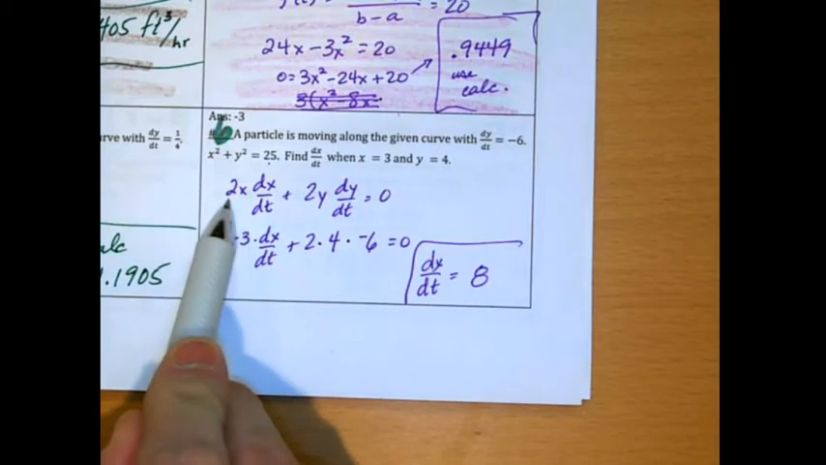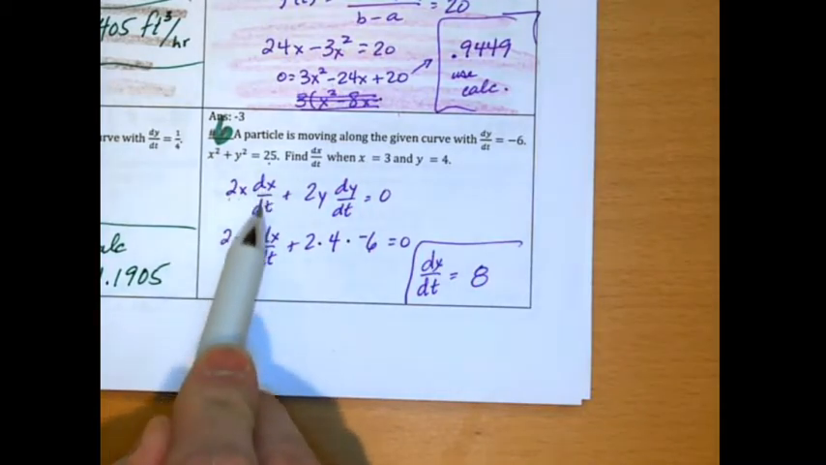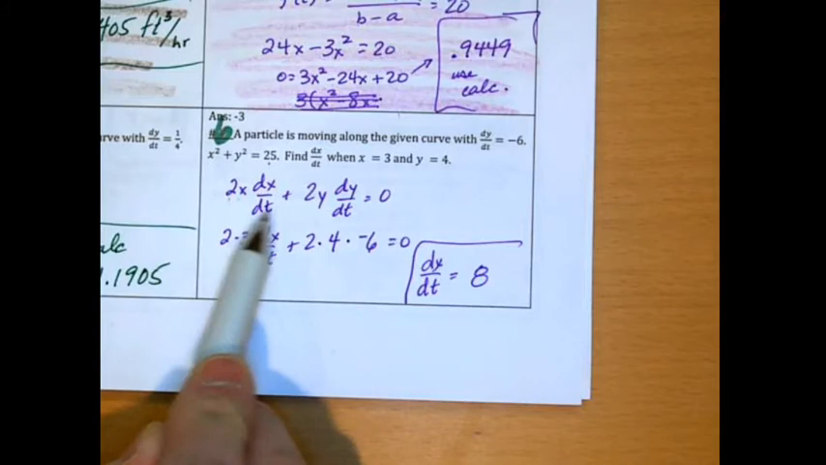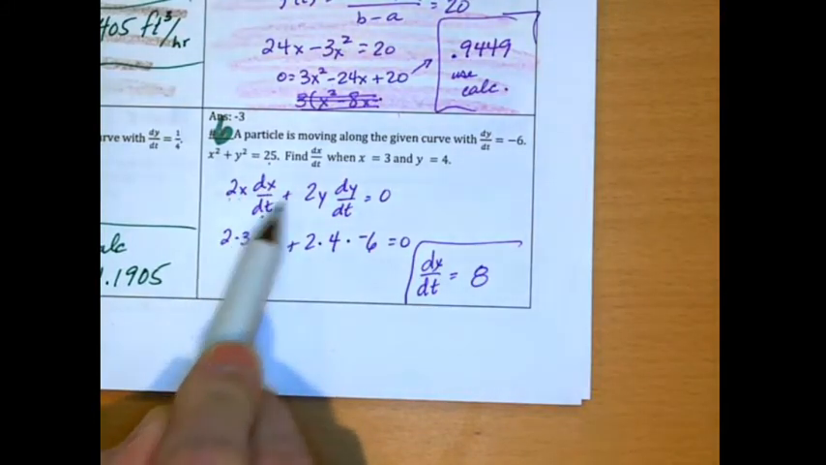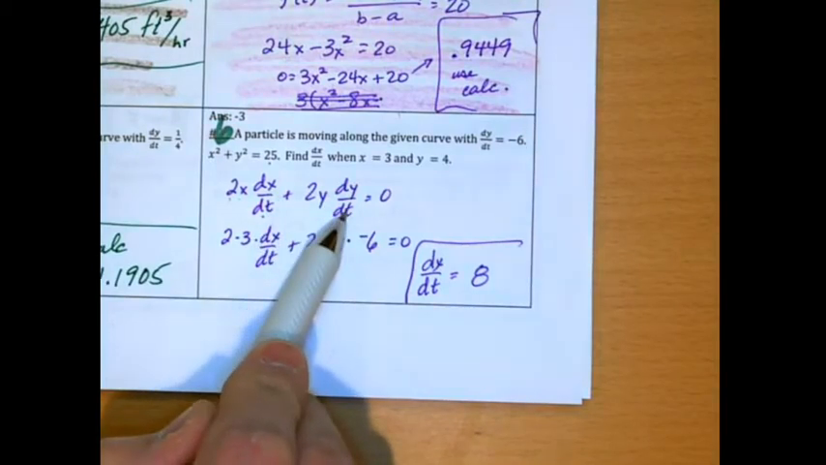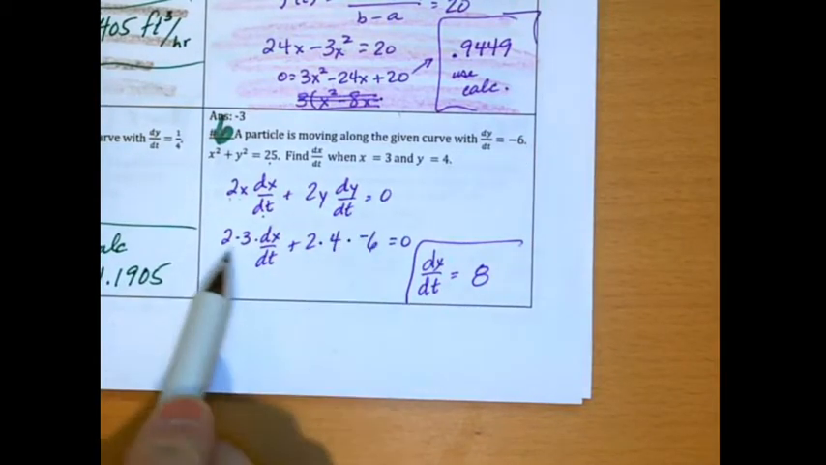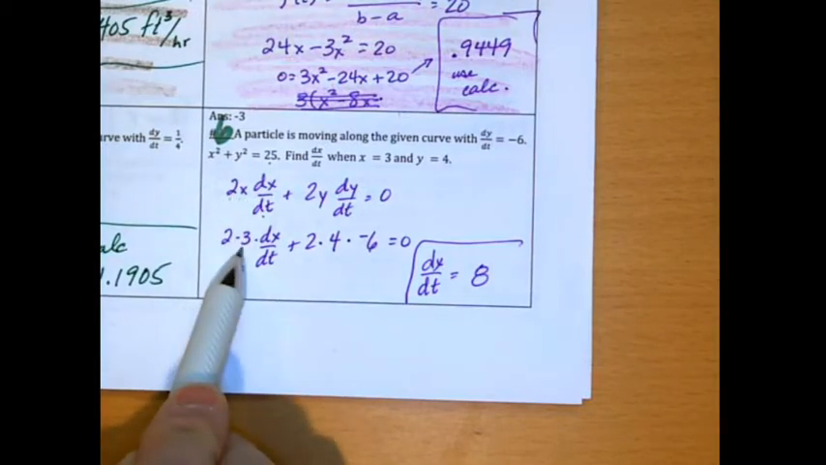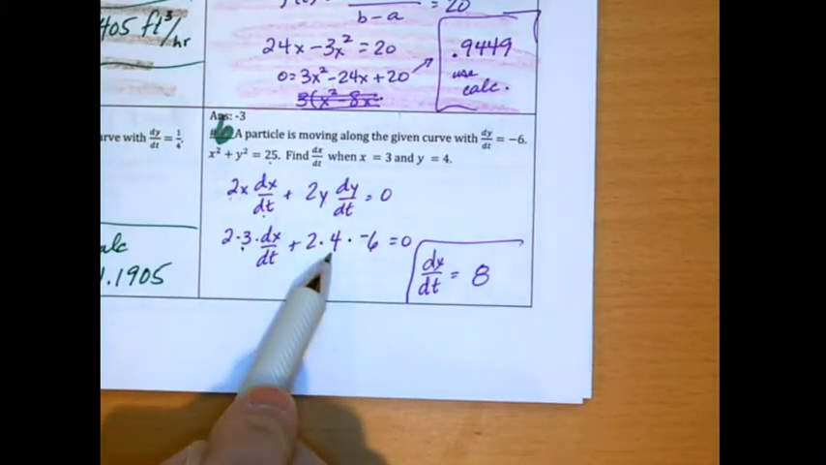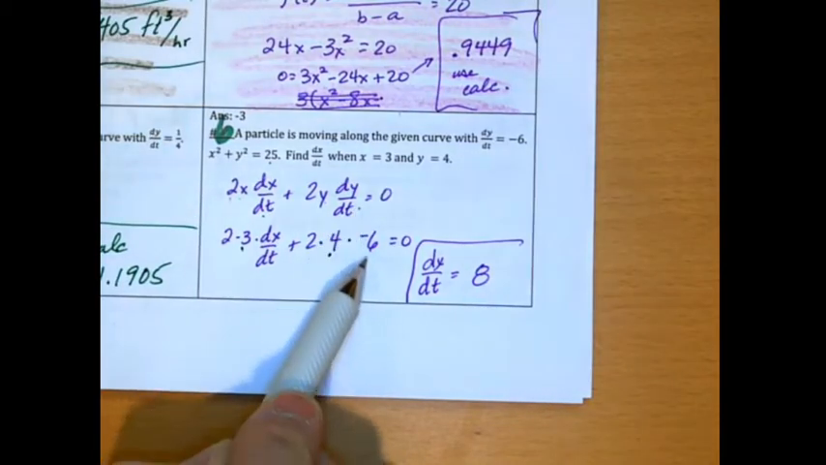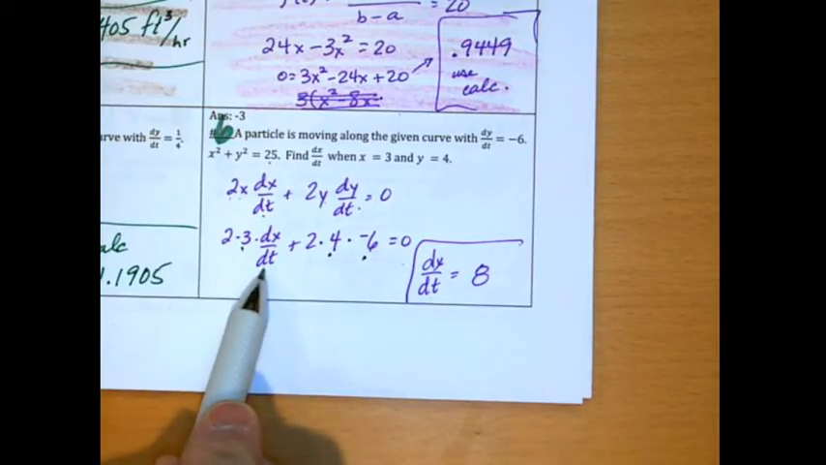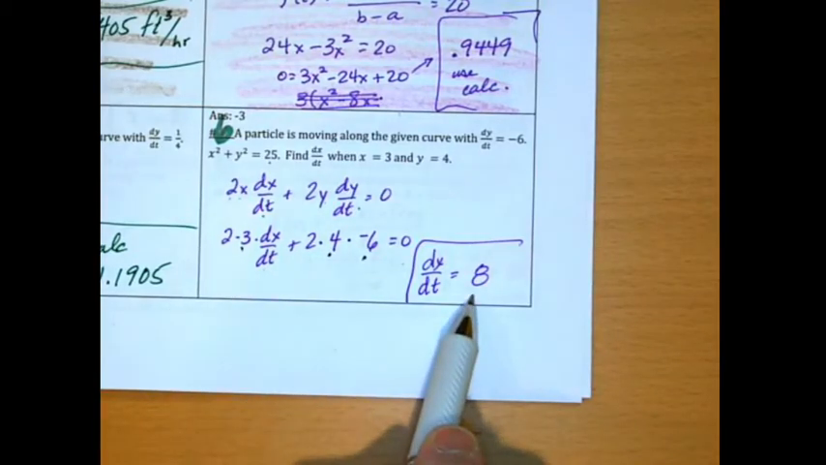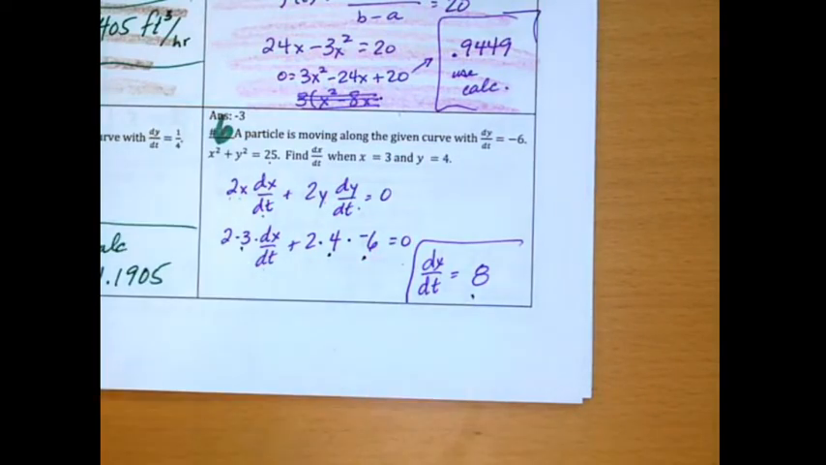If I take the derivative, I get 2x. Now in this case, I need a dx/dt because I don't have a t in there, so I have to take the derivative of x with respect to t. I get plus 2y dy/dt equal to 0. I have values for x, which is 3, for y, which is 4, and for dy/dt, which is negative 6. If I simplify all that and solve for dx/dt, I get the value of 8. So derivative, plug in, solve.